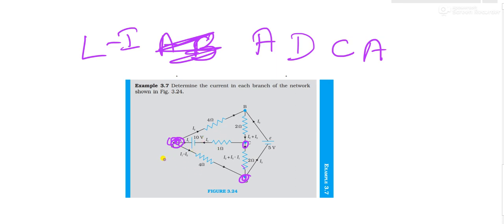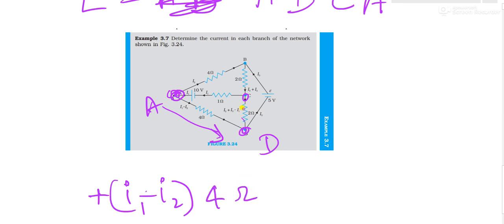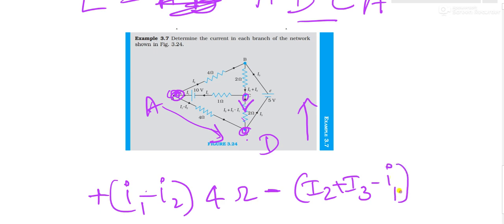First we will see A to D. So it is A and it is D. Okay, it's the same direction, I can take it as positive. So plus I1 minus I2 times the resistance, which is 4 ohms. Okay, this side I am going, but the arrow mark will be on the opposite side. I am going D to C. Okay, the next part will be D to C, but the current is coming from the opposite side, so you can take it as negative. It is I2 plus I3 minus I1, with 2 ohms.